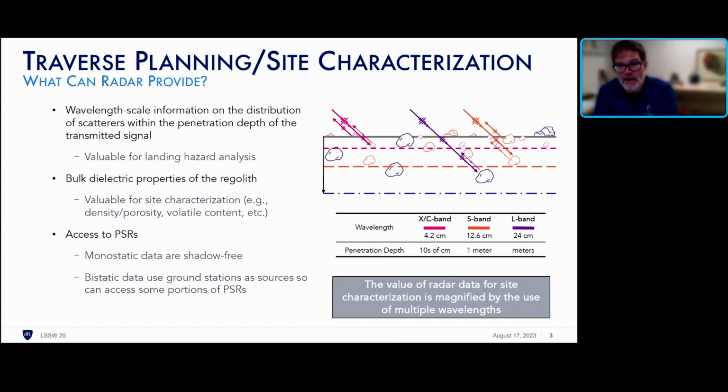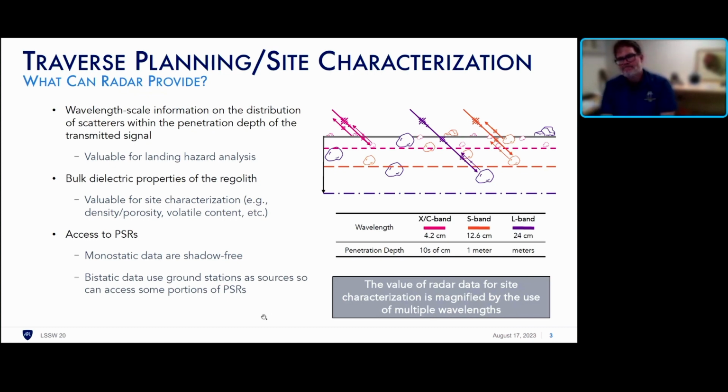Now for MinRef, we're XC and S-band. There's another radar in orbit around the moon, which is active and collecting data. That's the DFSAR instrument on Chandrayaan-2. It has an L-band frequency and also S-band, so it overlaps with us. One other really important thing to point out is we have access to PSRs with our monostatic data and to some extent with our bistatic. For monostatic, shadow-free, we are our own illumination source, so we can see into permanent shadow. The bistatic, we are limited by the visibility of the ground station and what it can see, which is sometimes different than what the sun would see. So we can occasionally see into permanent shadow.